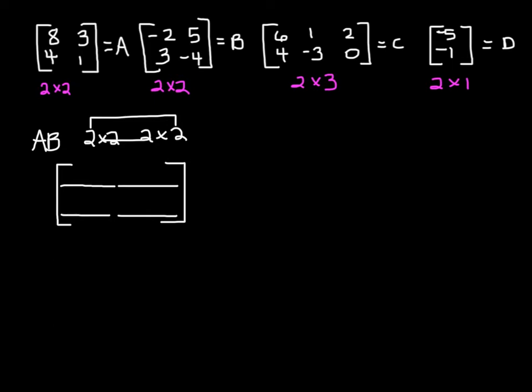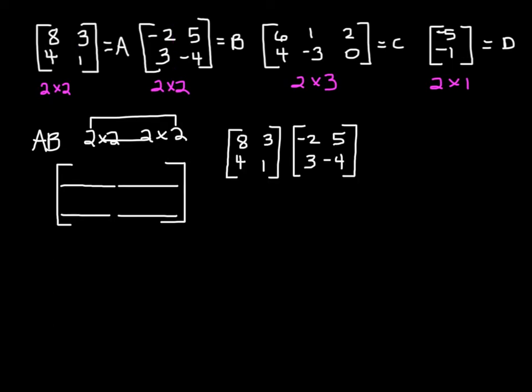And when you multiply, first row by first column. So I'm going to multiply first row in A by first column in B. Okay?